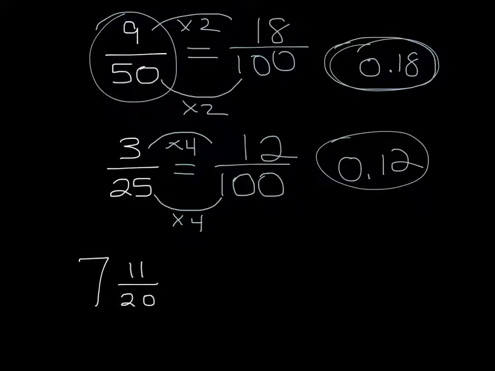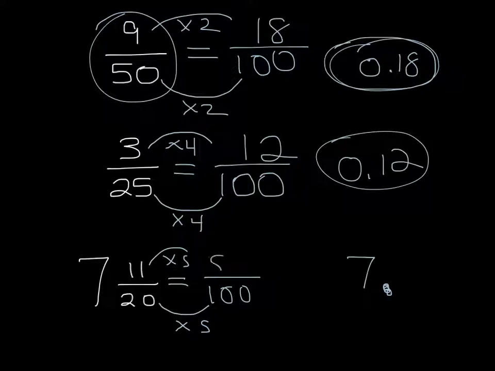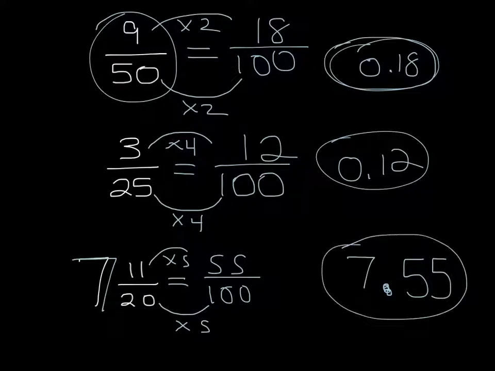We've got a mixed number, 7 and 11/20. So I know my answer is going to be 7 and some decimal. It's 7 and some more. So I'm going to take the 11/20ths and write that as a decimal. So I'm going to make my denominator 100. 20 times 5 is 100, so 11 times 5 is 55. So 11/20ths is equal to 55 hundredths. So now we have 7 and 55 hundredths, like that.